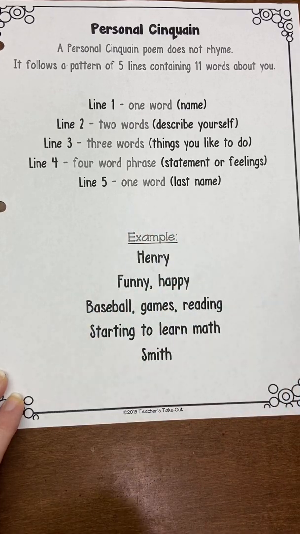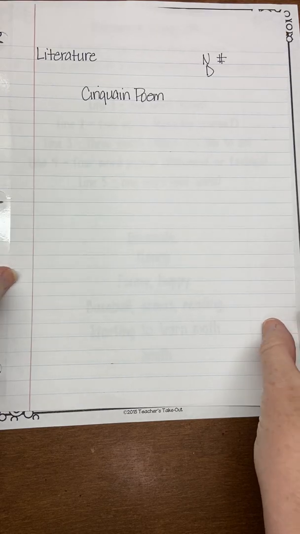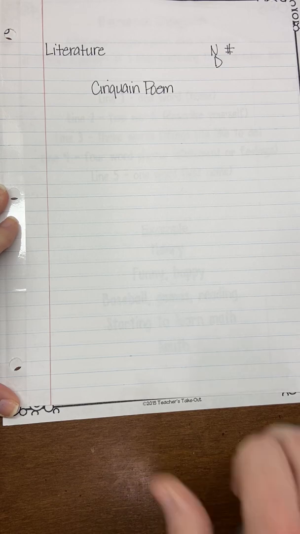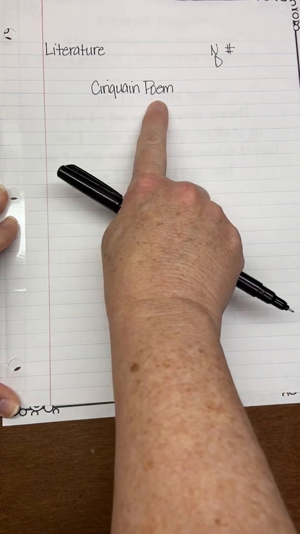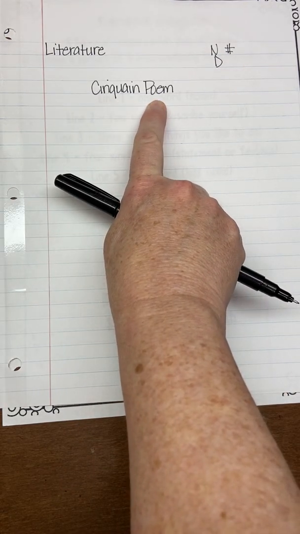And you'll notice this is kind of centered. All right. Whenever we write things, when you did your acrostic poem, you started right next to that pink line. Well, this one is centered. And so let me show you an example. All right. So here's your paper. It's going to be literature. You're going to put your name, number, date, and then you're going to title it Cinquain Poem. I know that's kind of a funny word.